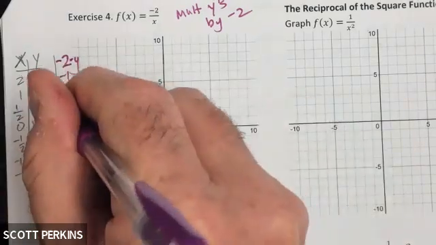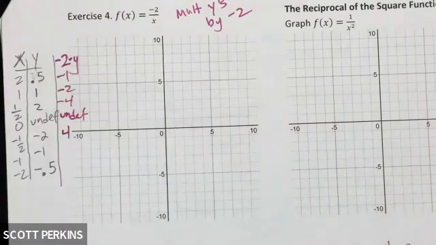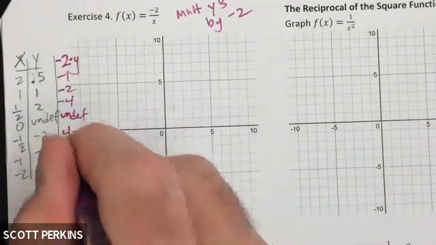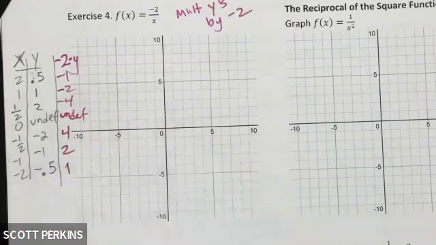-2 times undefined is undefined. -2 times -2 is 4. -2 times -1 is 2. And then finally, -2 times -1/2 is 1. So now I'm going to plot those points. It's just what we had before, except now all the y values are multiplied by -2.